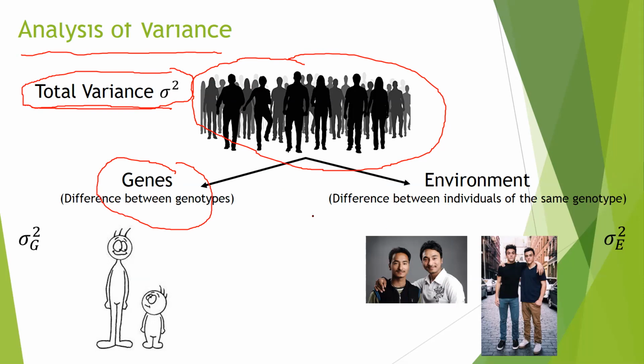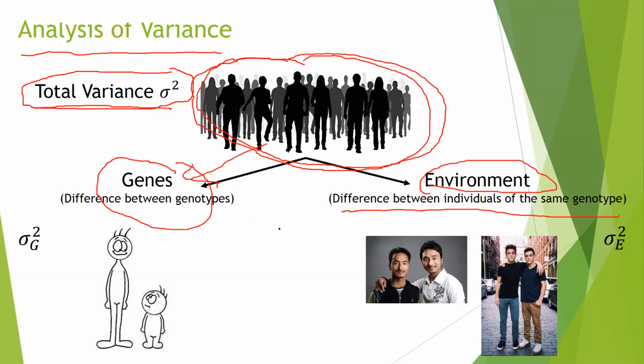And of course, even some people carry the same identical genetic background. For example, identical twins may have different heights. So how can we explain that? That difference actually is from the environmental area, right? So here I just want to show you that the total variance observed in the population can be decomposed into two parts.